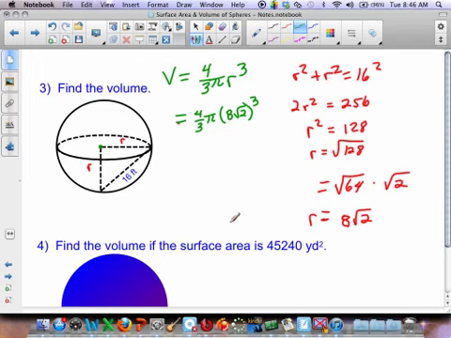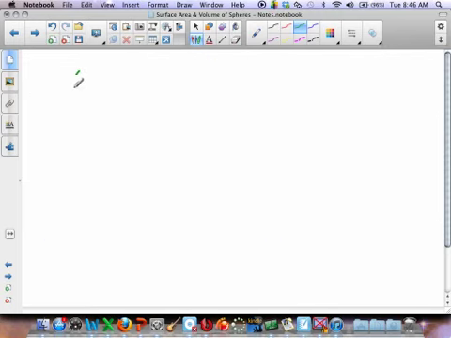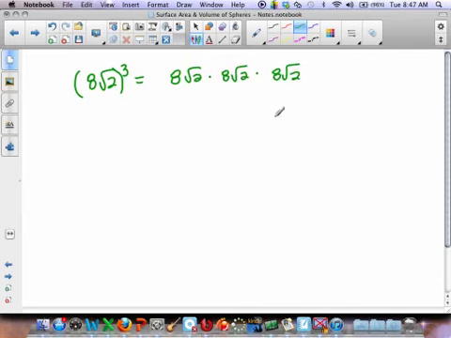Now I'm going to pause here. I think it's really important that you just stop and think for a moment. Let's go to a scrap page. I want to do this: 8 radical 2, cubed. What does it mean to actually cube something? Let's go back to pre-algebra. If something's being cubed, what are you doing with it? Multiply by itself 3 times. So that's 8 radical 2 times 8 radical 2 times 8 radical 2.